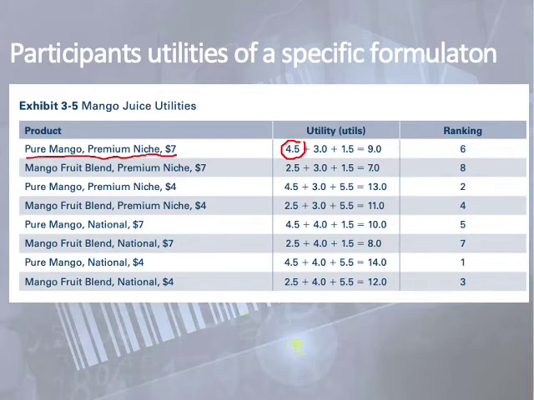So I have 4.5. If you go back, look here, there is 3 and then 1.5, which results to 9 utils. So for the mango fruit blend at premium niche offered at $7, I have this utility or utils assigned, which results to 7, and so on and so forth. So this result is what constitutes my utility for the product formulation.